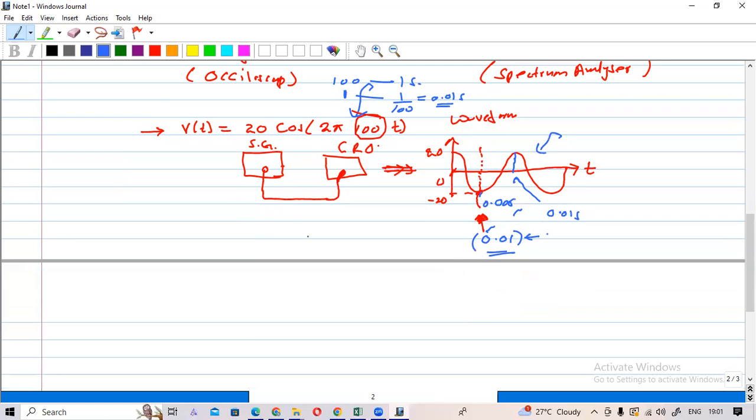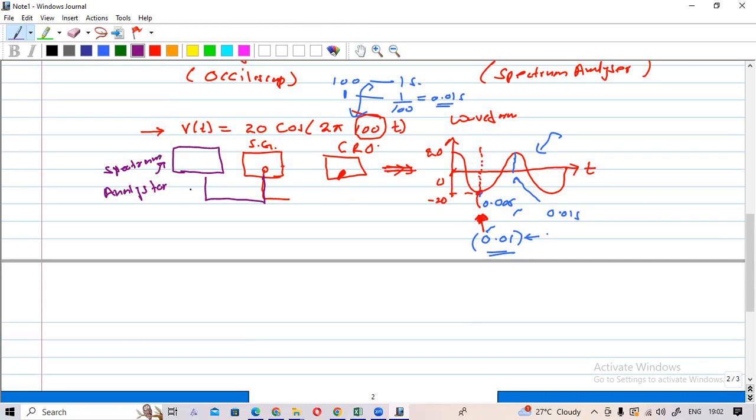Now what you do, you are going to disconnect this. Now you connect this one to a spectrum analyzer. This is to a spectrum analyzer.